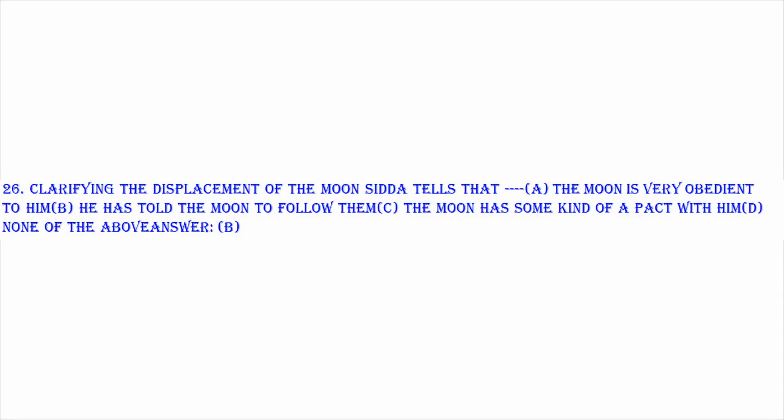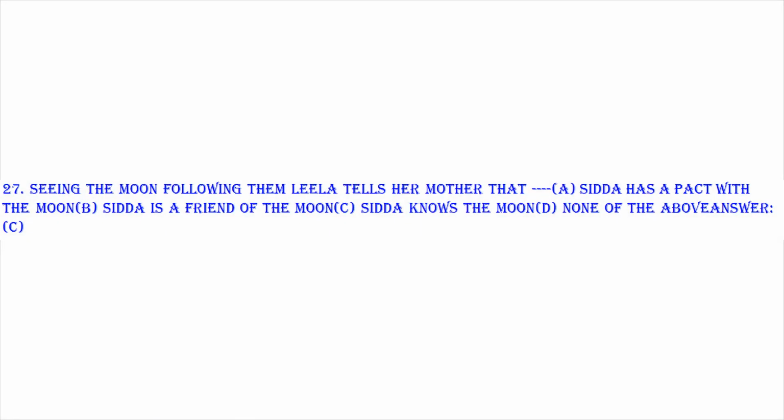26. Clarifying the displacement of the moon, Siddha tells that, A, the moon is very obedient to him, B, he has told the moon to follow them, C, the moon has some kind of a pact with him, D, none of the above. Answer, B. 27. Seeing the moon following them, Leela tells her mother that, A, Siddha has a pact with the moon, B, Siddha is a friend of the moon, C, Siddha knows the moon, D, none of the above. Answer, C.